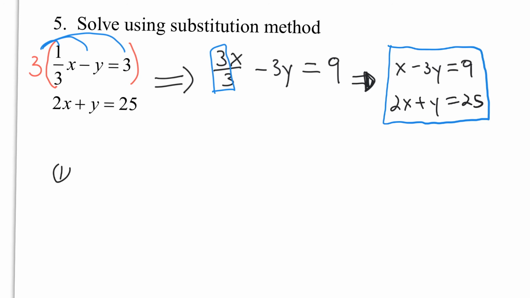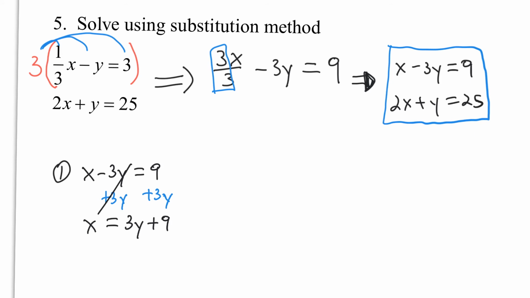Step number 1. You guys use the variable that has a coefficient of 1. I see this x right here. So I'm going to solve for that x. X minus 3y equals 9. You guys add 3y to both sides. So we get x equals 3y plus the 9. And this is a y right here.